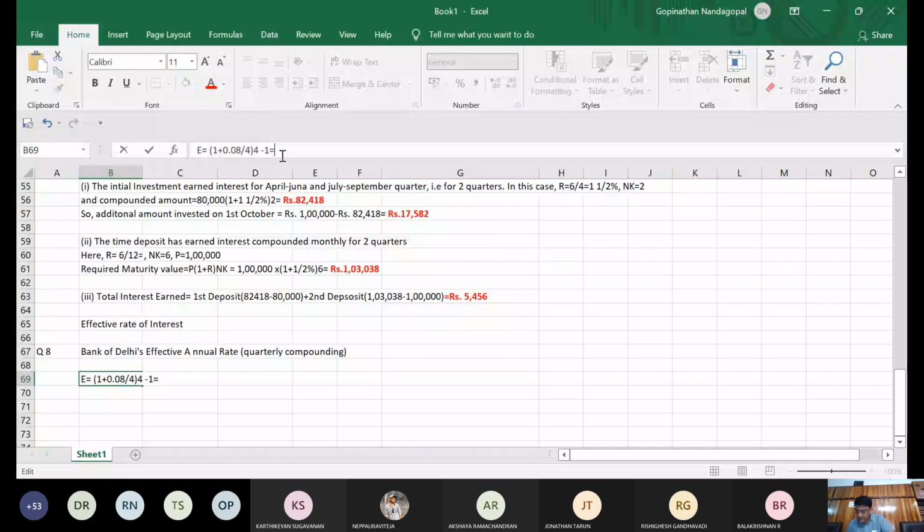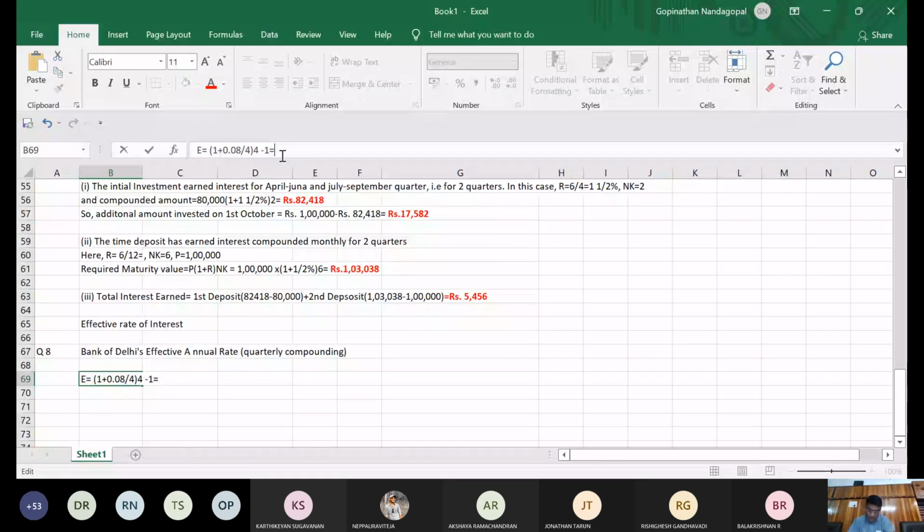Somebody calculate and tell me. Sir, 0.0824. Yes, and since it's a rate, we put it in percentage, so 8.24%. Yes, exactly.